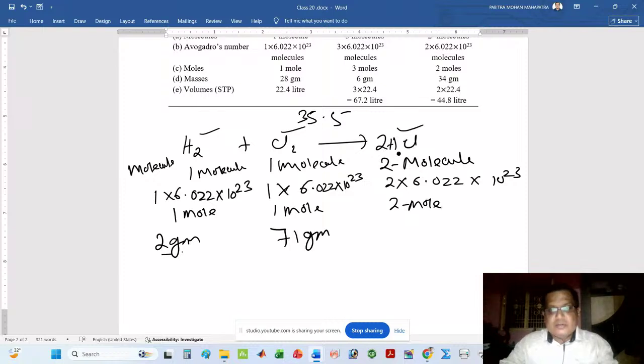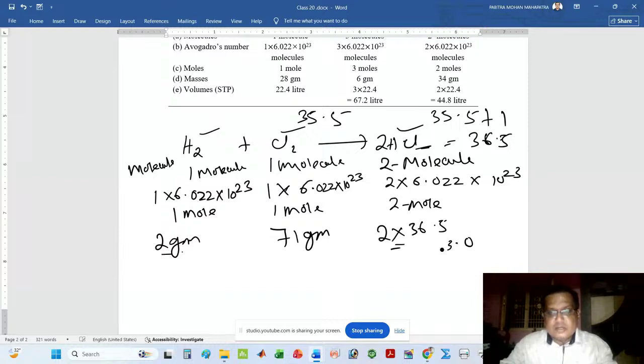Now I want to think about the HCl. Here I can write 2 × molecular mass of HCl. Molecular mass of HCl means atomic mass of chlorine plus atomic mass of hydrogen. That means here I can write 36.5. Now here I can write 36.5 × 2. If you multiply, what is the value? 2 × 6 is 12. Here 1, that is 13, 1, that is 73.